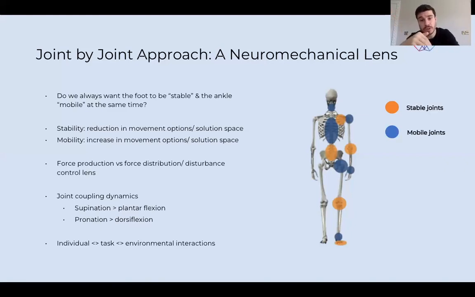So for us, while this model can definitely be a useful starting point, and we do appreciate that there's this understanding that there's a distribution of behavior across neighboring joint complexes, it's probably not truly representative of how our complex movement system interacts with a complex environment during different tasks, because there are so many factors to be considered here.